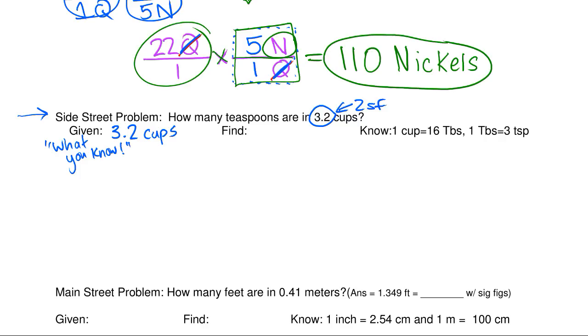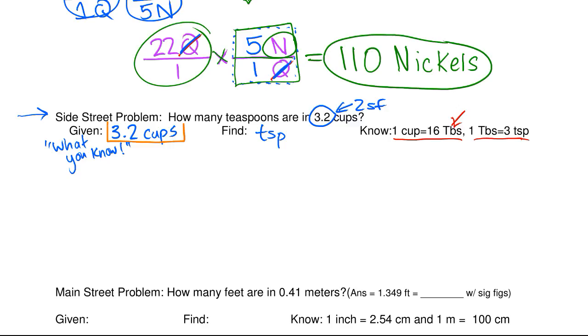I want to find teaspoons. Number of teaspoons in 3.2 cups. Here are some conversion factors. 1 cup is 16 tablespoons. That's what TBS is, or TBSP sometimes. And then 1 tablespoon is 3 teaspoons. It seems like a lot, but I'm going to start off with what I know.